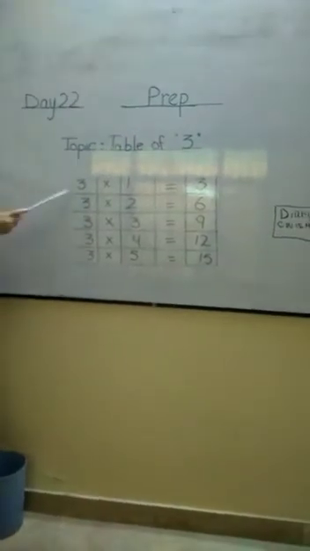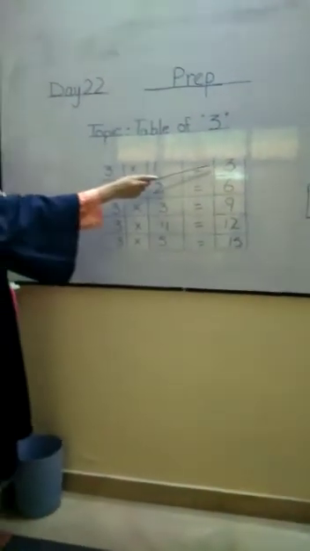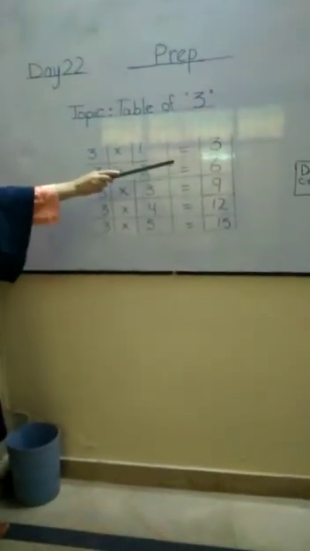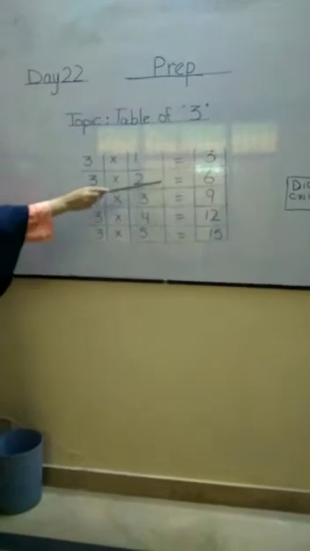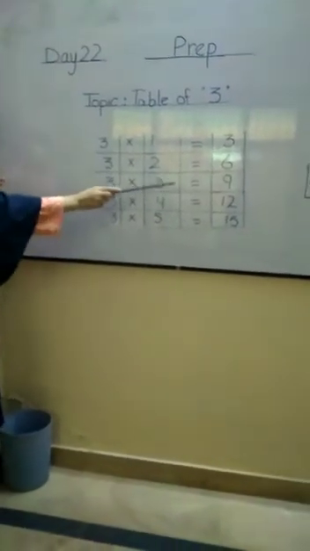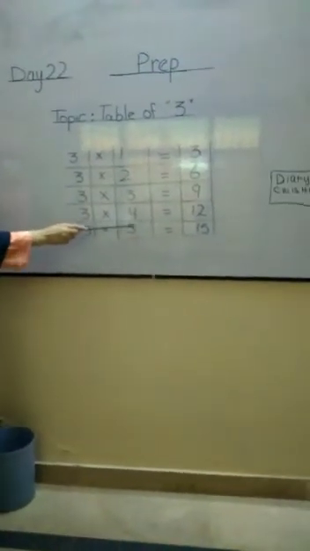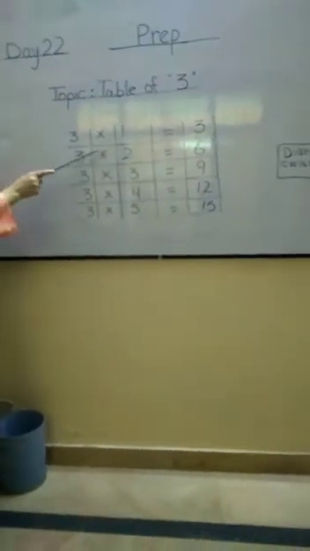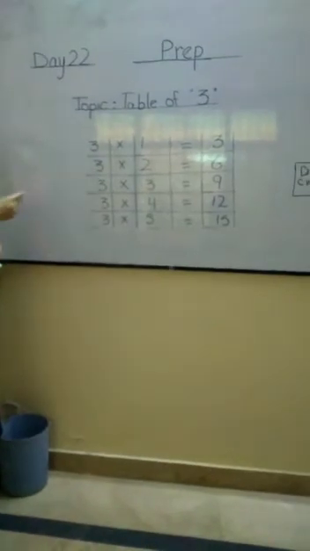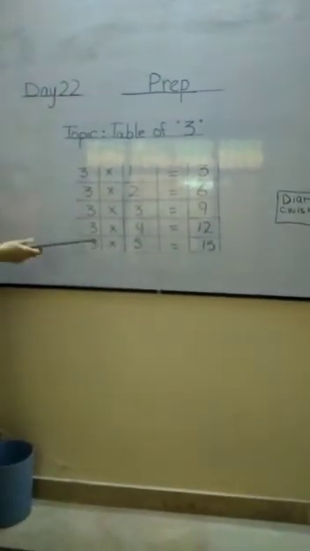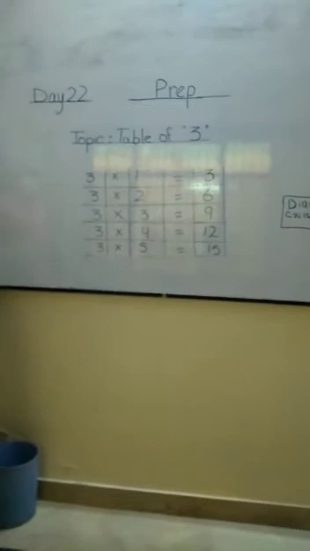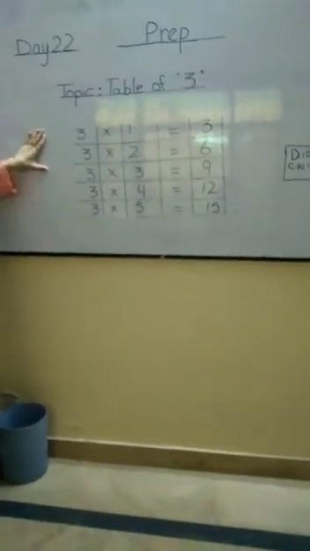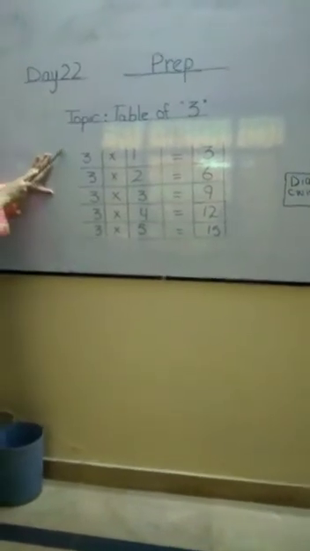First you learn 3 ones are 3, 3 twos are 6, 3 threes are 9, 3 fours are 12, 3 fives are 15. You repeat this again and again and then you write on your notebook neat and clean.